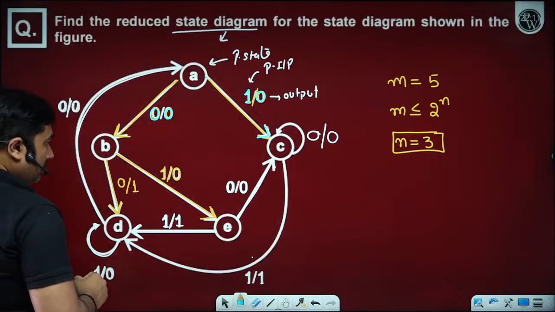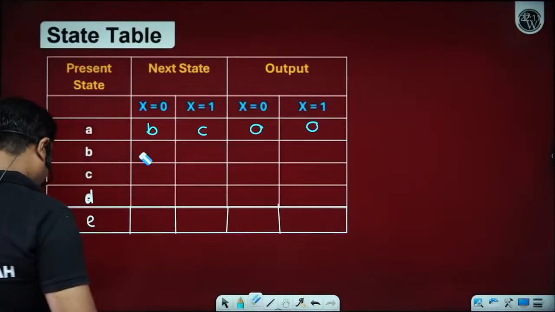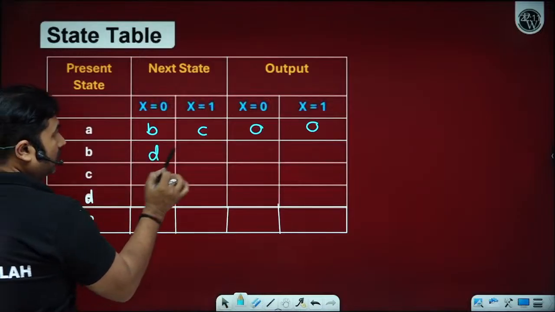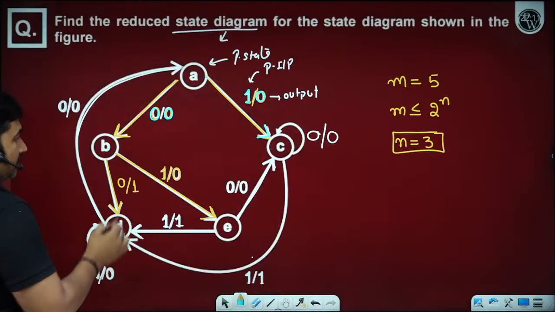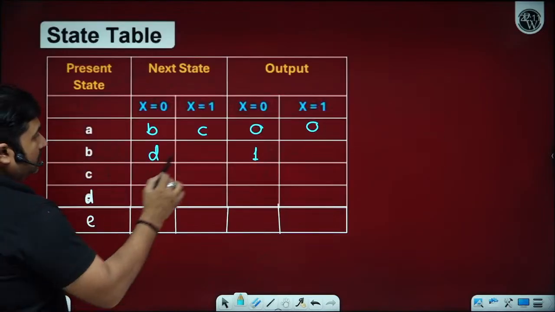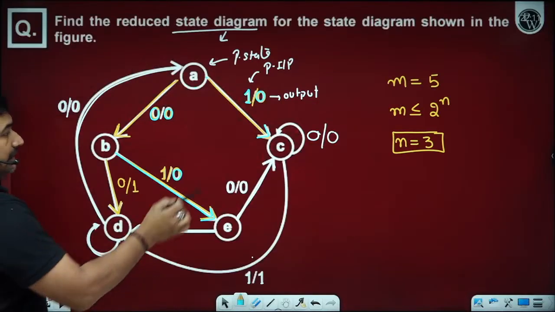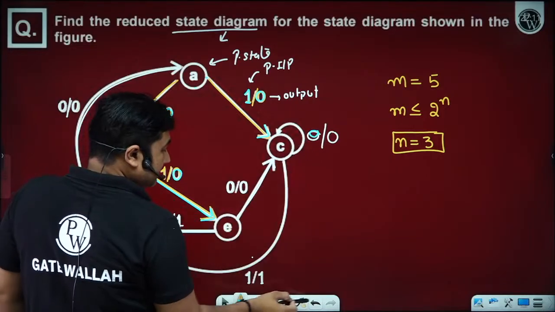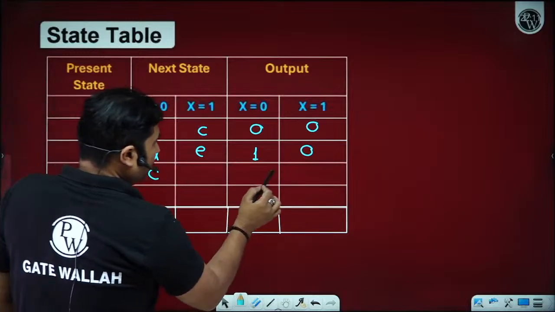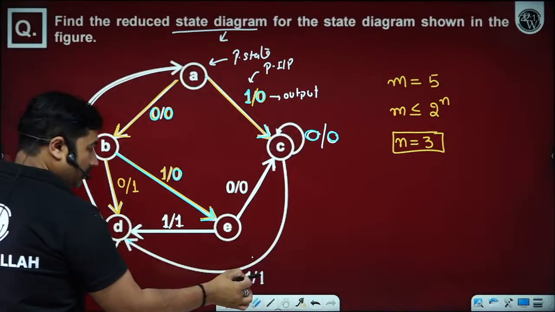It is D, no? Let me correct it, beta ji. With x is equal to 0, next state is D, output 1. With x is equal to 1, next state E, output 0. In the same way, for present state C, x is equal to 0, next state is also C, output 0. Present state C, x is equal to 1, next state D, output 1.